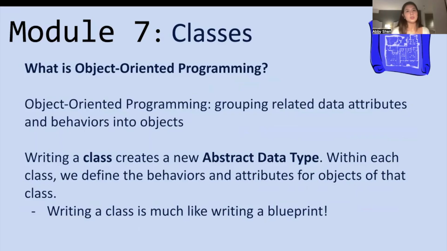So what is object-oriented programming? Object-oriented programming is grouping related data attributes and behaviors into objects. Writing a class creates a new abstract data type. Within each class, we define the behaviors and attributes for objects of that class. So writing a class is much like writing a blueprint, and then the object is the object created from that blueprint.